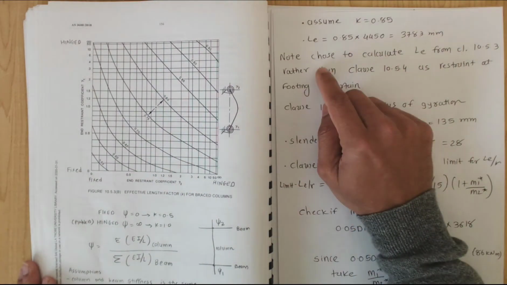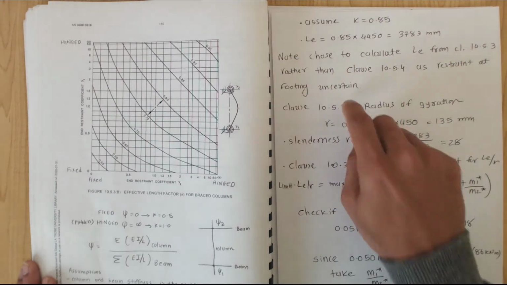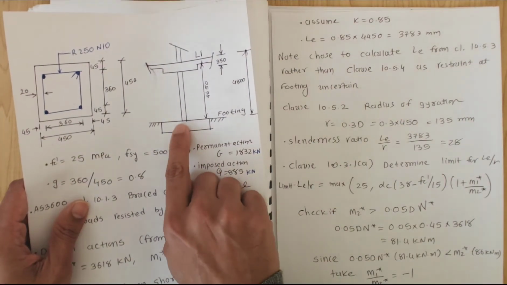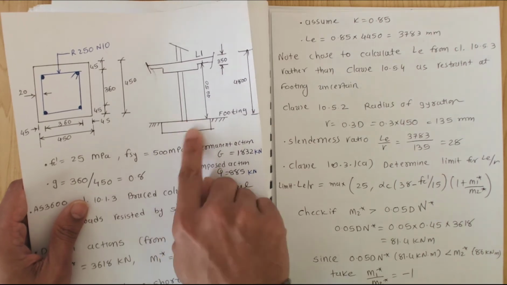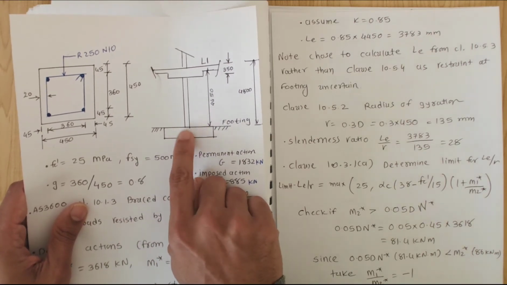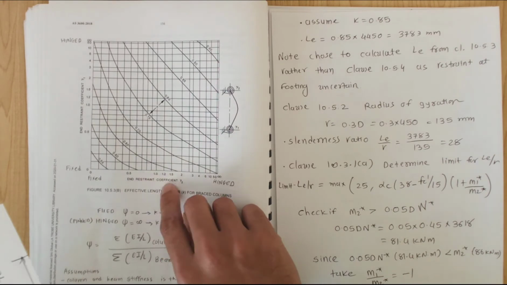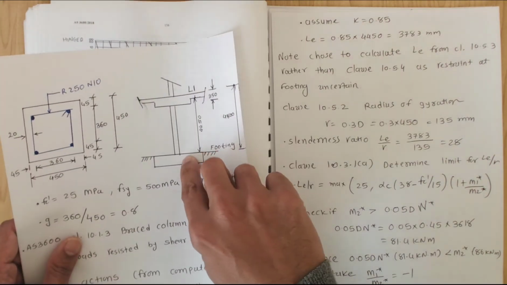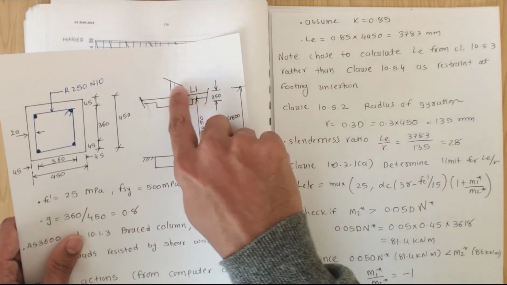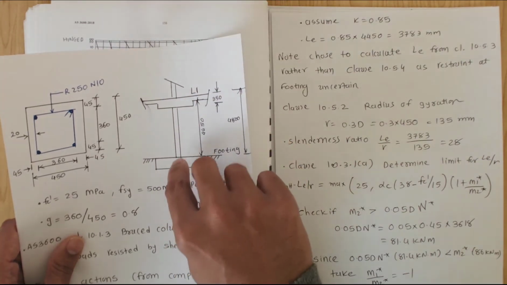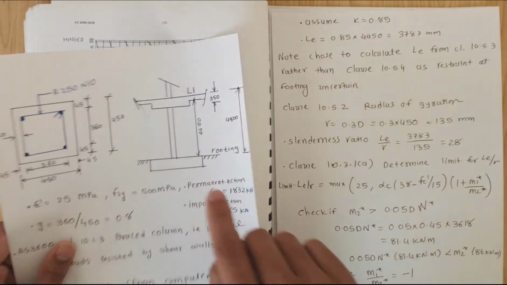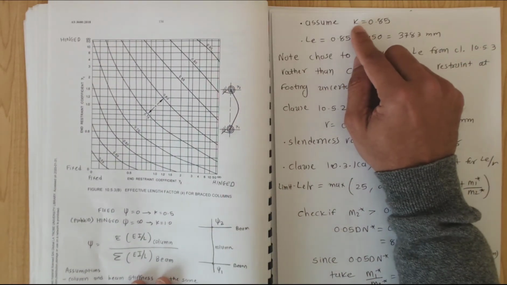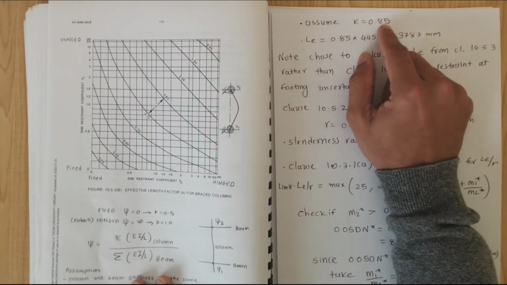But the problem here is that we don't know how the footing will provide restraint to these columns. It is very uncertain, and that end restraint is needed to calculate gamma 1 and gamma 2. We can calculate gamma 2 here, but gamma 1 is a little challenging because of the footing, which is very uncertain. So in that case, we just take a conservative assumption, K equal to 0.85.